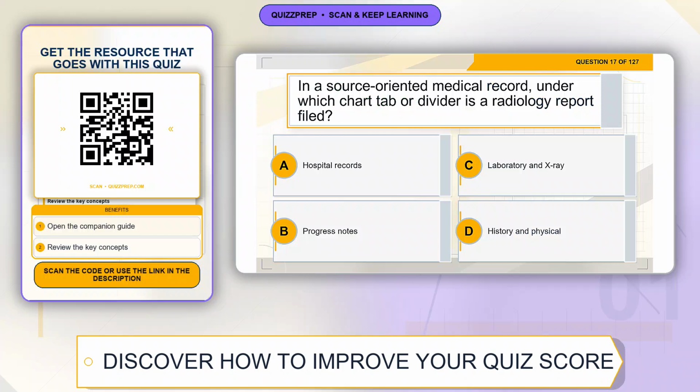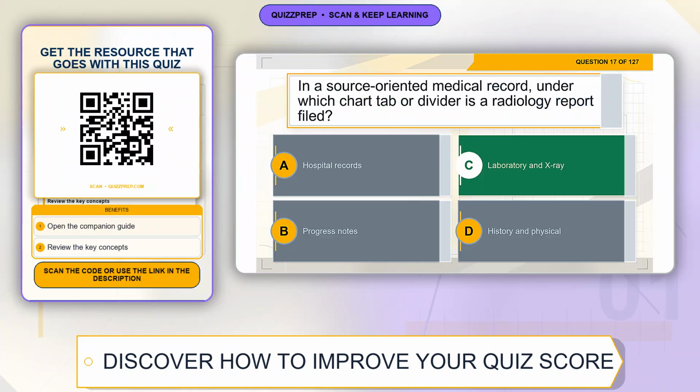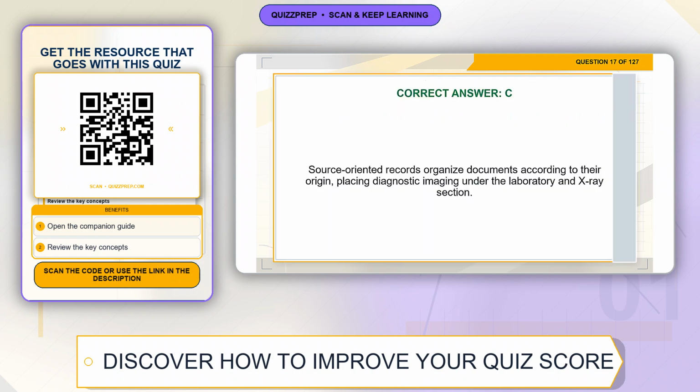Question 17. In a source-oriented medical record, under which chart tab or divider is a radiology report filed? Option A, hospital records. Option B, progress notes. Option C, laboratory and X-ray. Option D, history and physical. The correct answer is option C, laboratory and X-ray. Explanation. Source-oriented records organize documents according to their origin, placing diagnostic imaging under the laboratory and X-ray section.